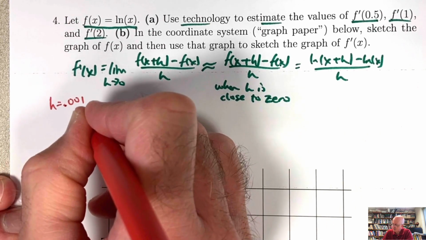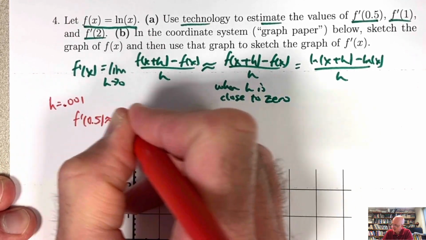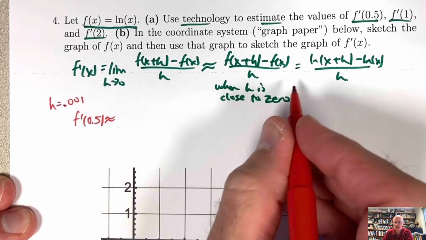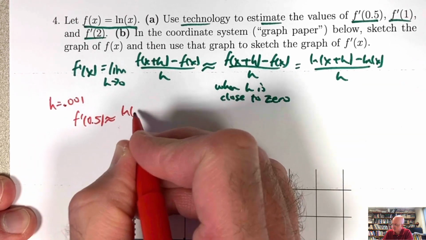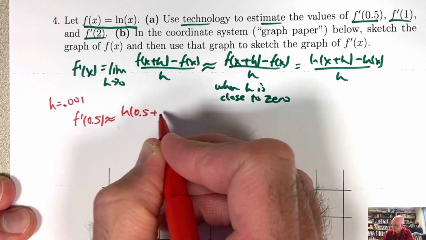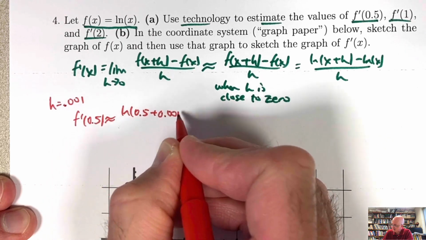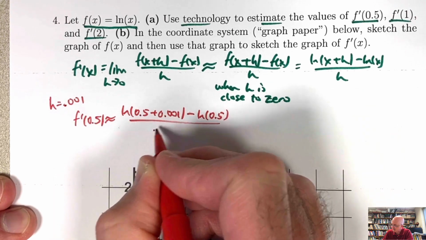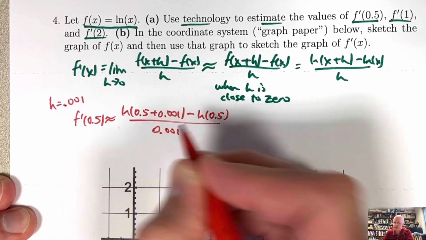F prime of 0.5 is going to be approximately, here x is 0.5 is playing the role of x, so we have, looking here, ln of 0.5 plus 0.001 minus ln of 0.5, all divided by 0.001.